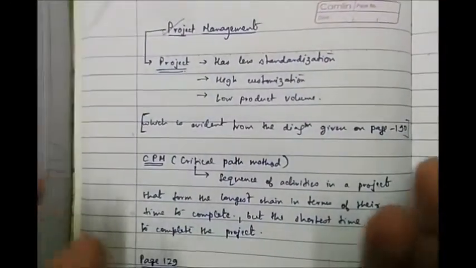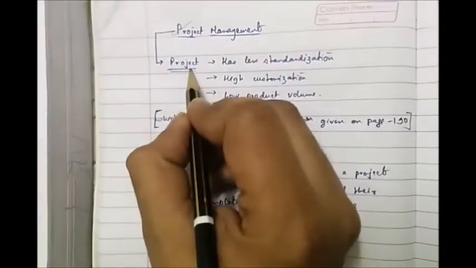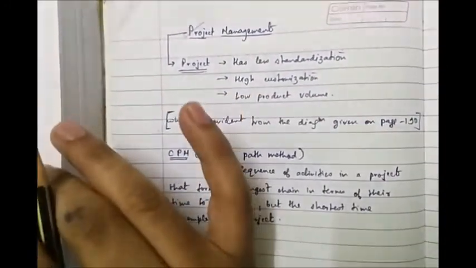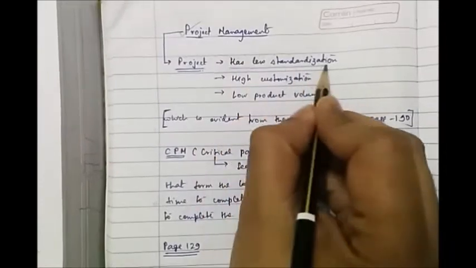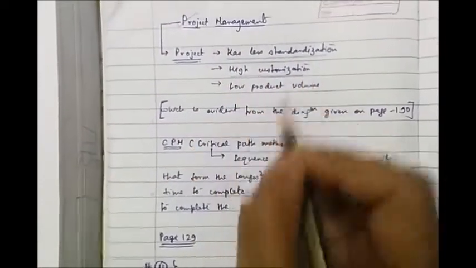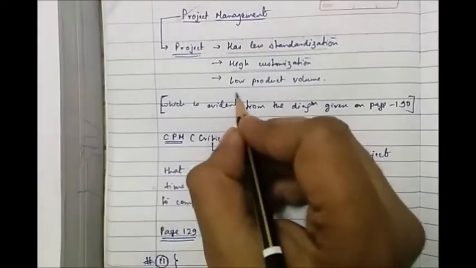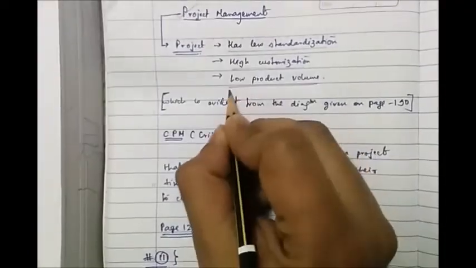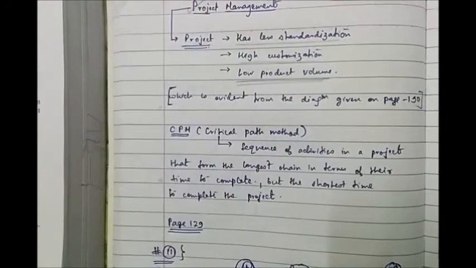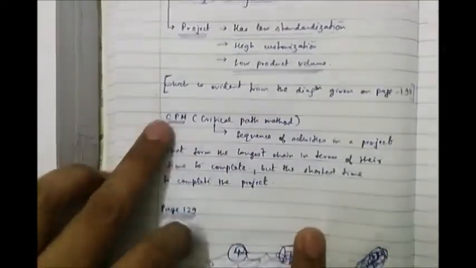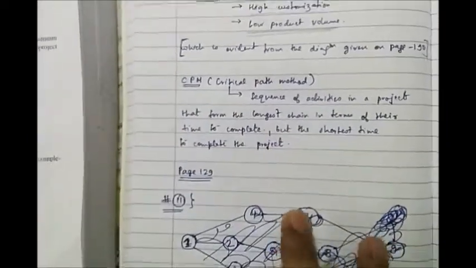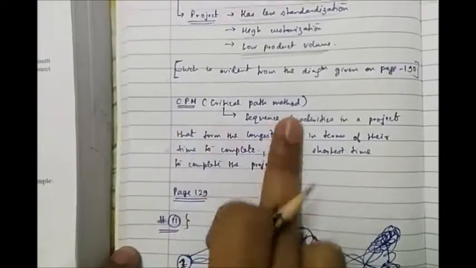A brief description of what a project exactly is. A project is something which has less standardization. It has high customization. It can be customized according to the needs of your customers, and generally the product volume in case of a project is very less. Okay. Now the first type is the critical path method.